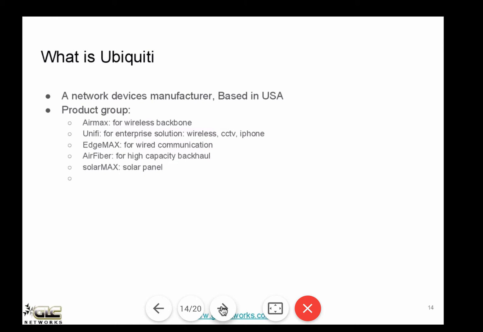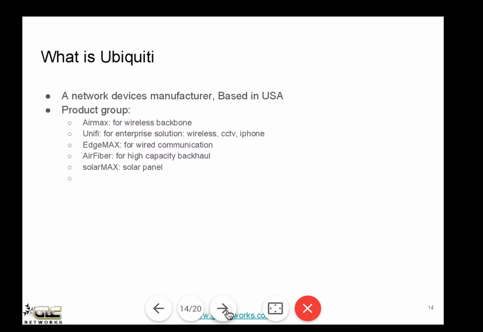Well, the thing is, AirMax, UniFi, and so on, up to air fiber, all of them are for network, yes, but this one is a little bit different. SolarMax means they also produce a solar panel. So the thing is, when you have a very large distance, usually you have to put the repeater in between, and then sometimes the place where you put the equipment is not always backed up by electricity. So that one you can use a solution from SolarMax.